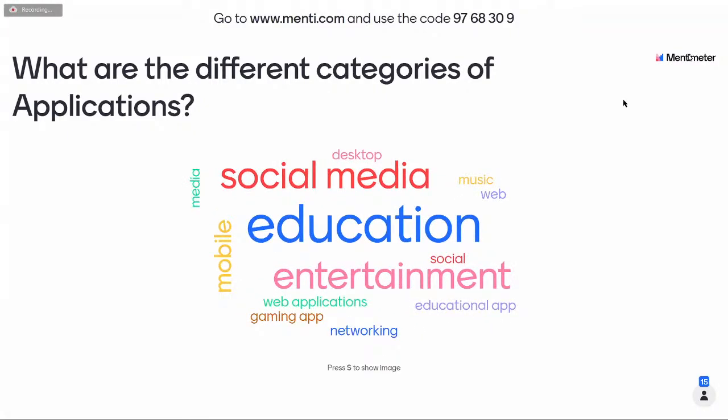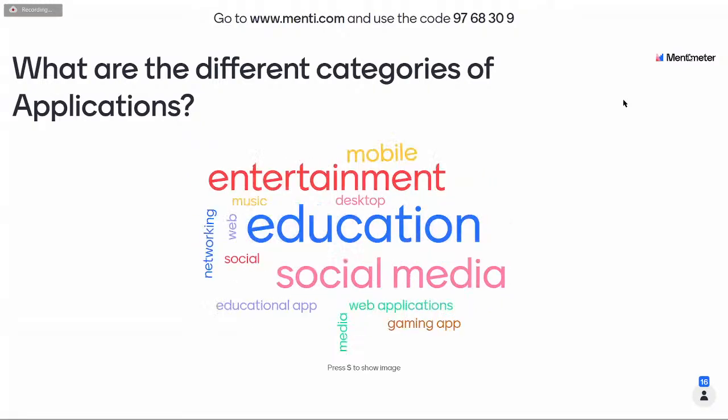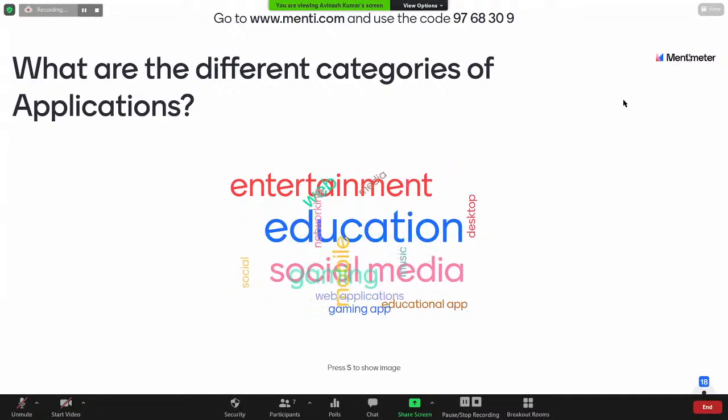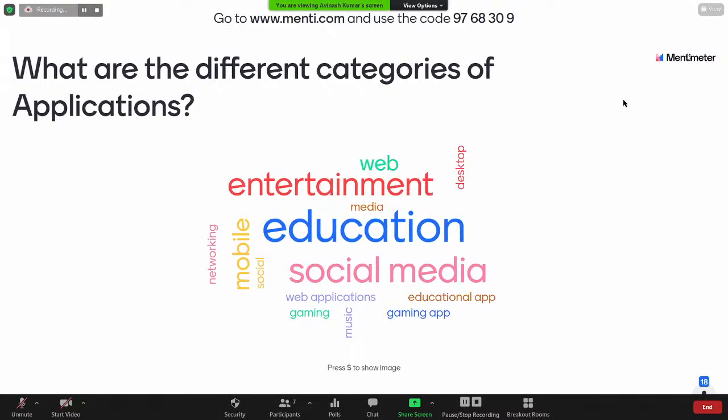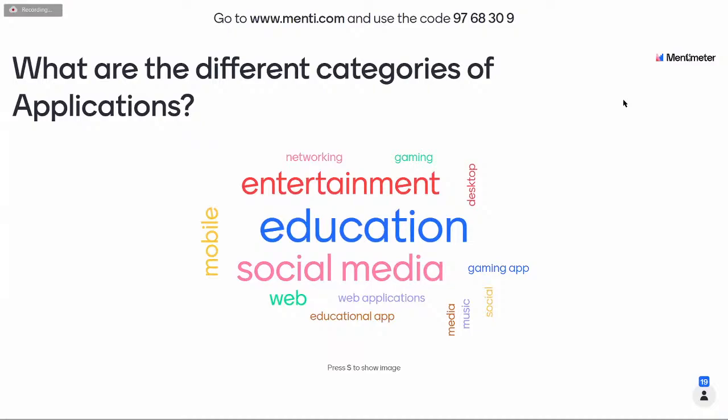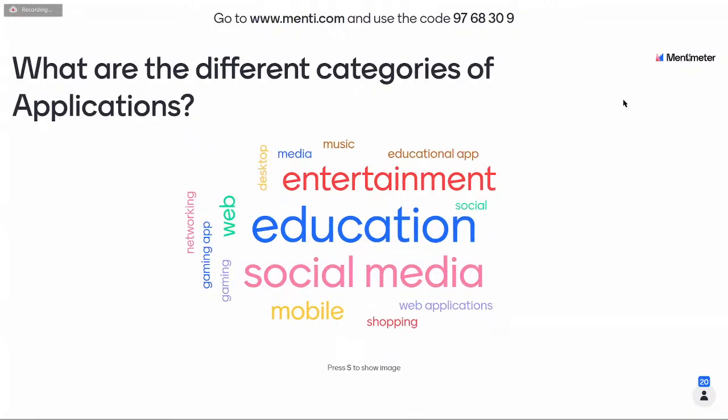Great, I can see a lot of people responding, and you can actually observe a pattern developing already. Most of you are answering about education, social media, mobile. You have also mentioned gaming app, educational apps, or desktop applications. Very good. Great answers. Right. So I agree there are different ways in which you can categorize applications, and the answers you are giving are those as examples. So you can see education, entertainment, social media, mobile, web applications.